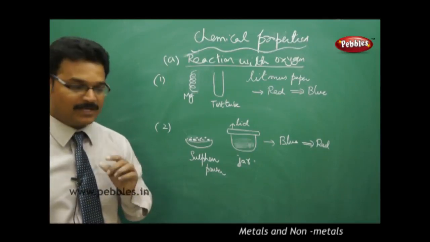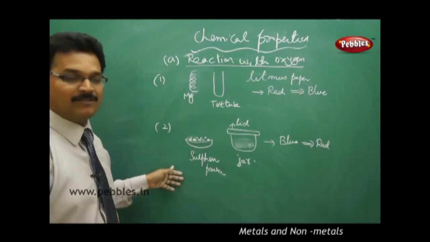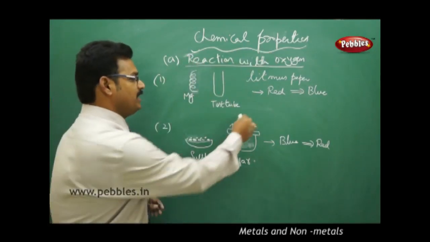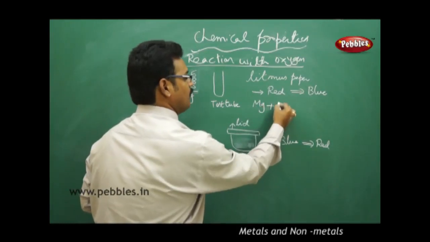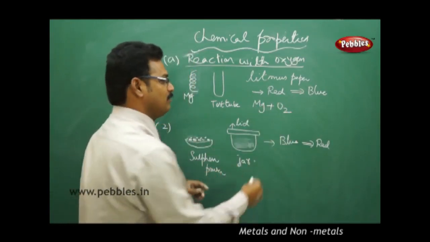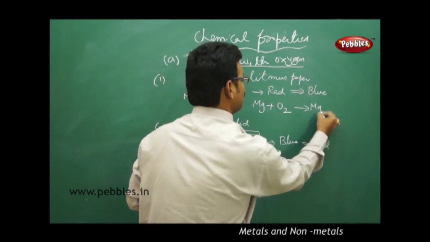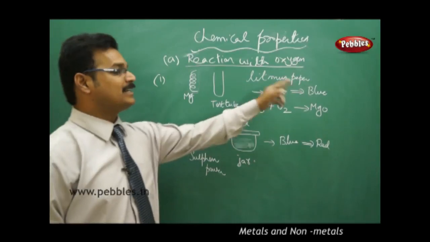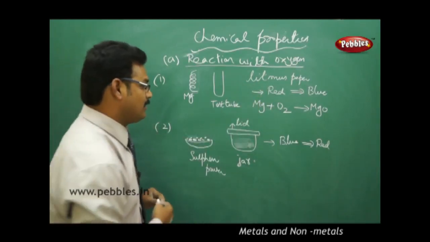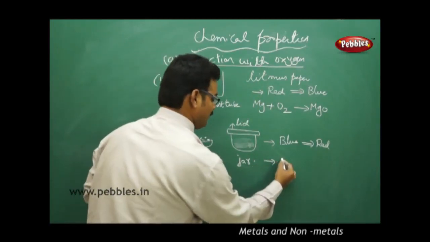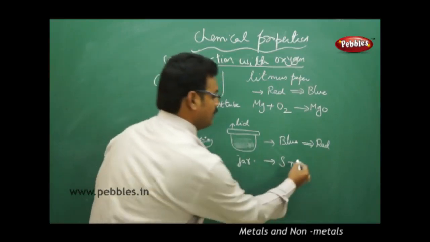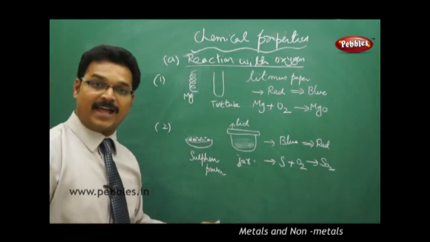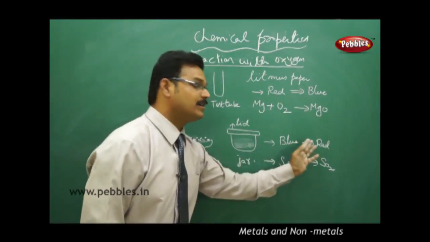Why? Because magnesium and sulfur both interact with oxygen. Magnesium reacted with oxygen (O2) becomes magnesium oxide, which changes the color of the litmus paper. And here sulfur reacted with oxygen becomes sulfur dioxide, and this sulfur dioxide changes the color of the litmus paper.